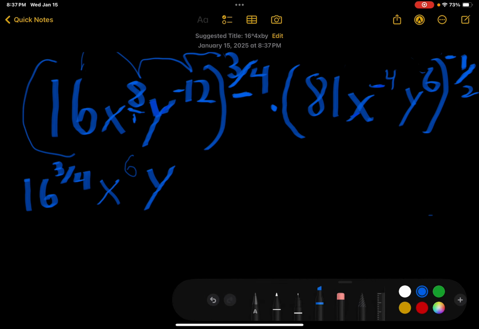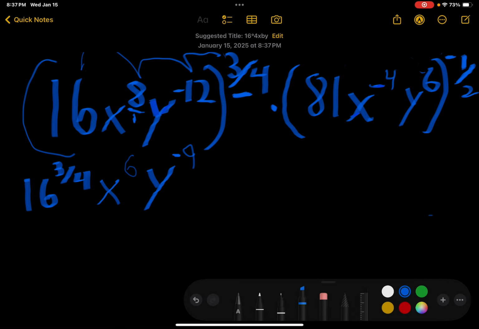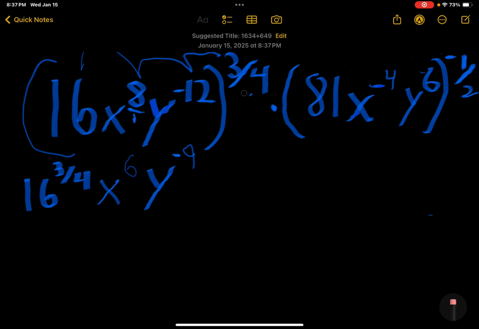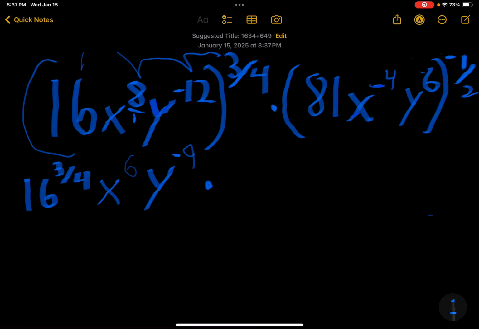But yeah, we got negative 9 here. And then let me erase one more thing. Negative 9, and we got that multiplied. Now I'm going to do the same thing I did on this side, on the other side. So I'm going to distribute this negative 1/2. Distribute it here, and then distribute it here.